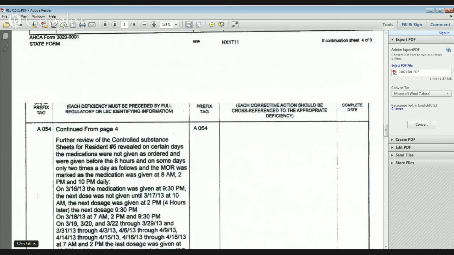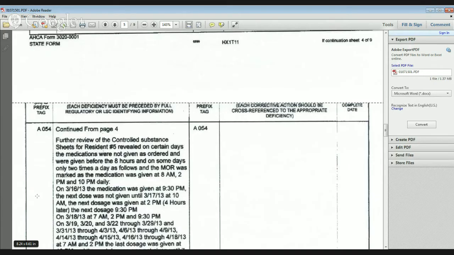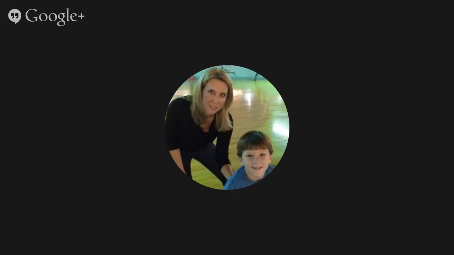The next dose was given at 2 p.m., which would be too early because it was only 4 hours later. The next dose was given at 9:30 again. So I think they were probably just doing the med passes around 10. So they were pretty sticklers for that. I assume, but not following doctor's orders.